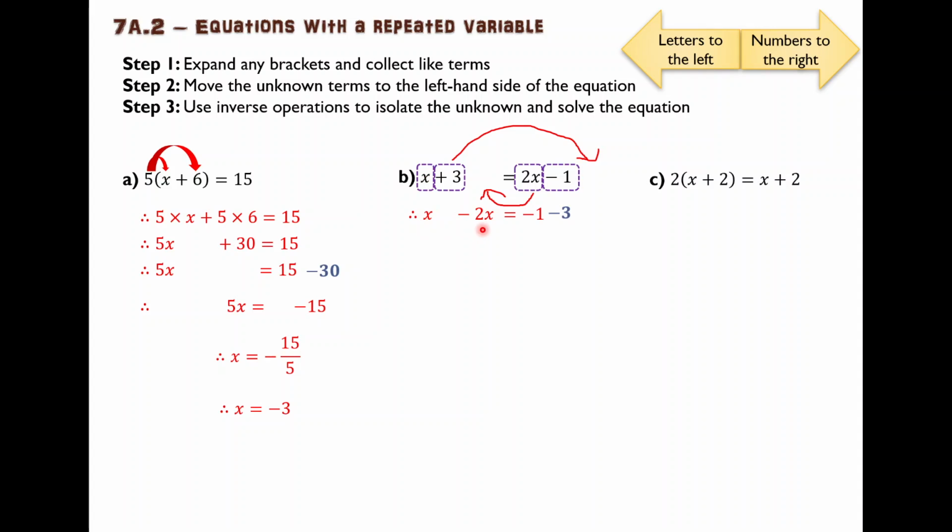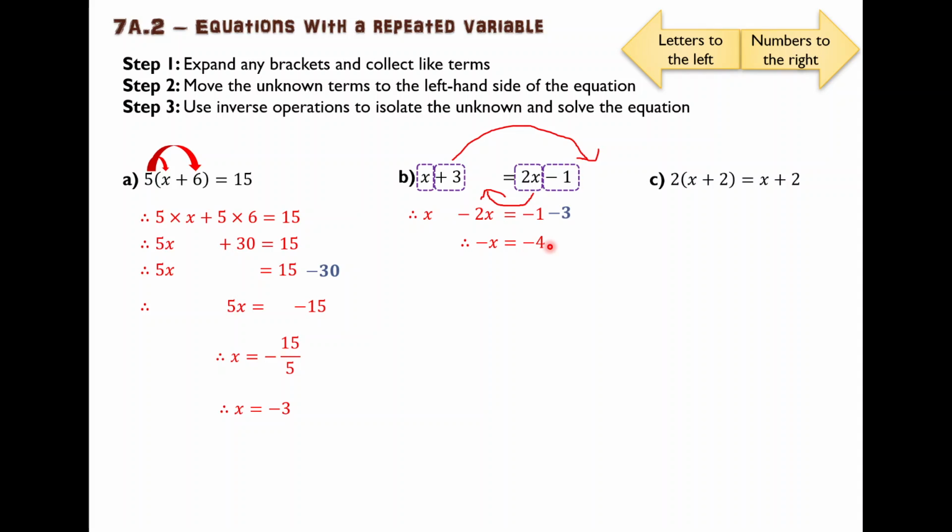Can you see that I've jumbled around the terms so that my letter terms are on the left and my number terms are on the right? Now I can start to simplify. I have one lot of x, take 2 lots of x. 1 take 2 is negative 1. You can write that as negative 1 or just as negative x. This is because if there's no number in front of it, the number is a 1. Okay, and minus 1 take 3, I can replace that with the answer. Negative 1 take 3 is negative 4.